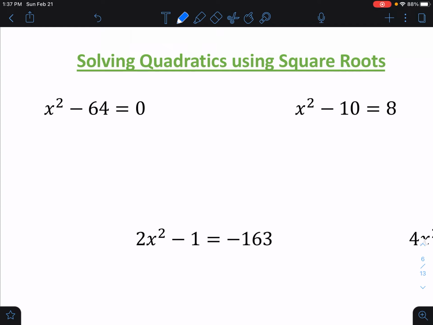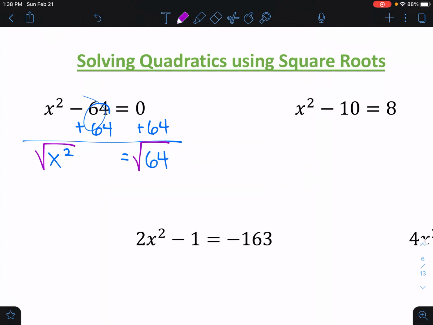Notice there's no bx, so we're going to isolate the x squared. In order to do that, solve like any other one, add 64 to both sides. This would give me x squared, these cancel out, equals 64. Then I'm going to take the square root of both sides. That would give me x equals, and this would now be 8. But remember, when you take the square root, there's two answers, so it's plus or minus 8. And so my two answers would be 8 and negative 8. You can just leave it as plus or minus 8, that's fine.